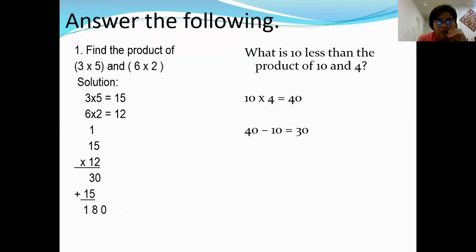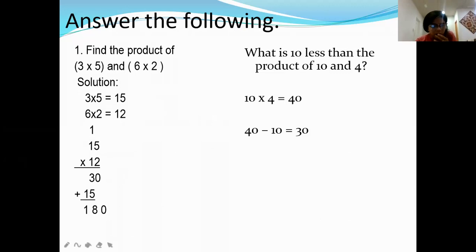Okay, we have activities. Answer the following. Find the product of 3 times 5 and 6 times 2. Find the product means we are going to multiply the answers of 3 times 5 and 6 times 2, right? So what is 3 times 5? That's 15. And 6 times 2 equals 12. Since we are talking about product, the product is the answer of multiplication, right? So we are going to multiply 15 and 12.